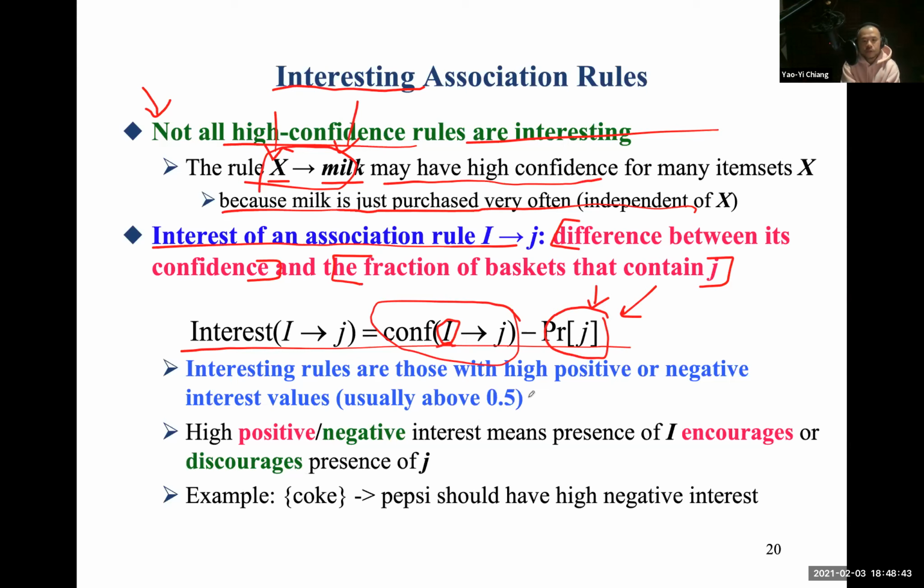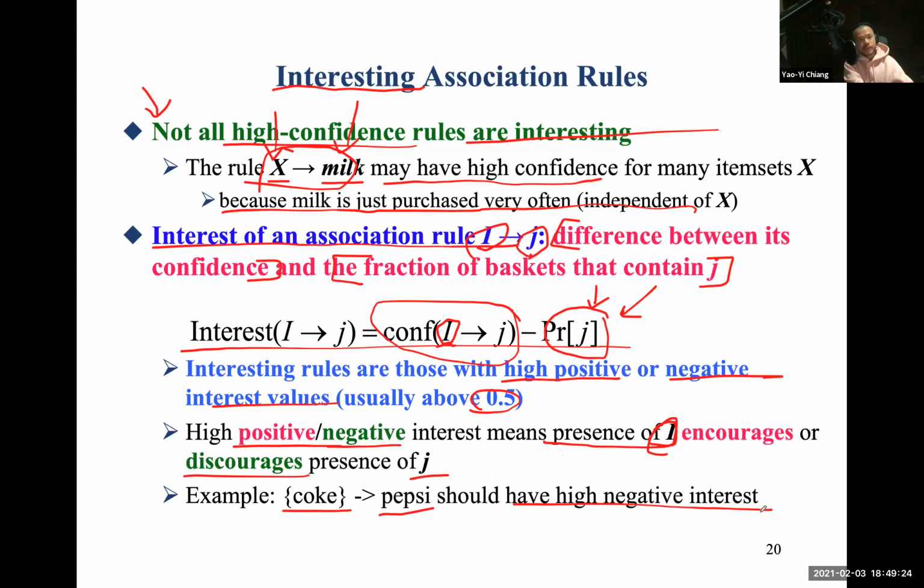Interesting rules will be those with high positive or high negative values, usually beyond 0.5. What does it mean then? Positive means the presence of I would encourage the presence of J. If you have a large negative value, it means the presence of I would discourage the presence of J. So one example would be someone purchased Coke. This person would highly likely not purchase Pepsi, and it should have high negative interest.